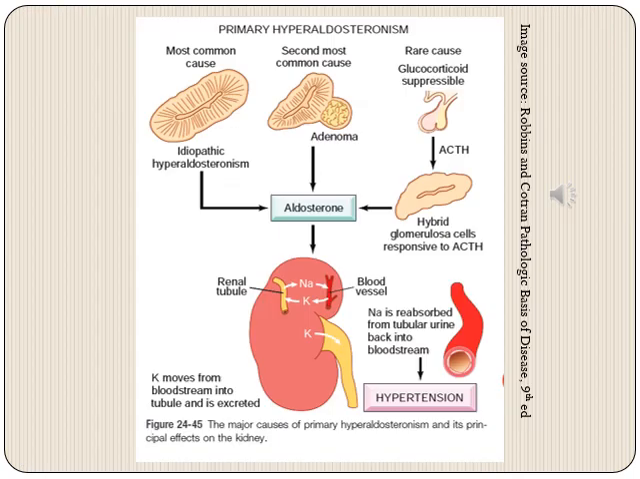This is a diagrammatic representation of primary hyperaldosteronism. The most common cause is idiopathic hyperaldosteronism, which is because of idiopathic bilateral hyperplasia of the adrenals. Then the second most common cause is the presence of adenomas which express aldosterone, and finally there can be rare causes, which are production of hybrid steroid hormones, where the aldosterone can become responsive to ACTH.